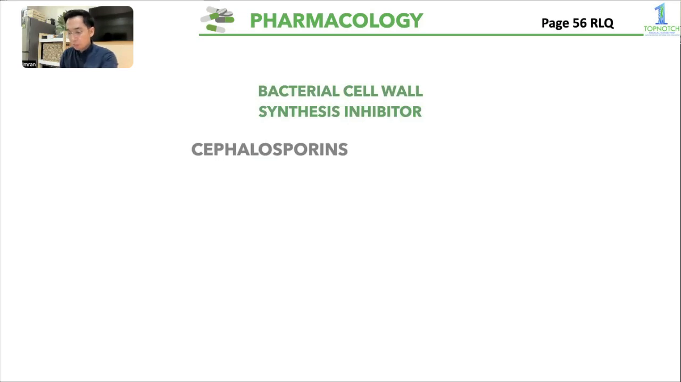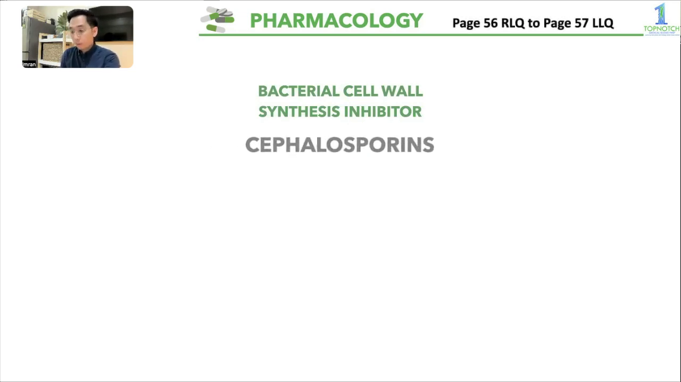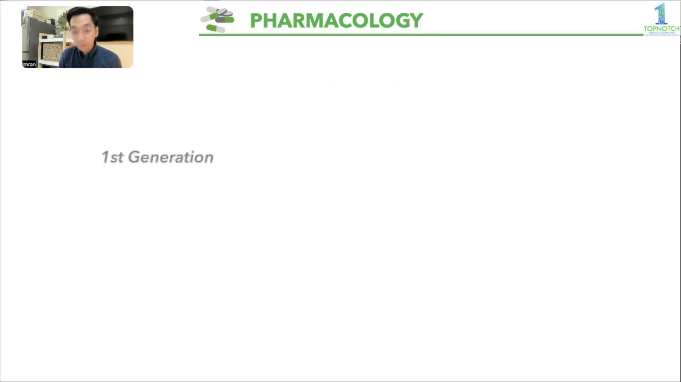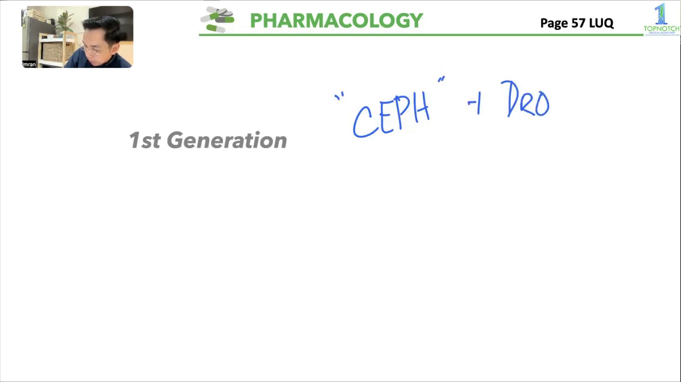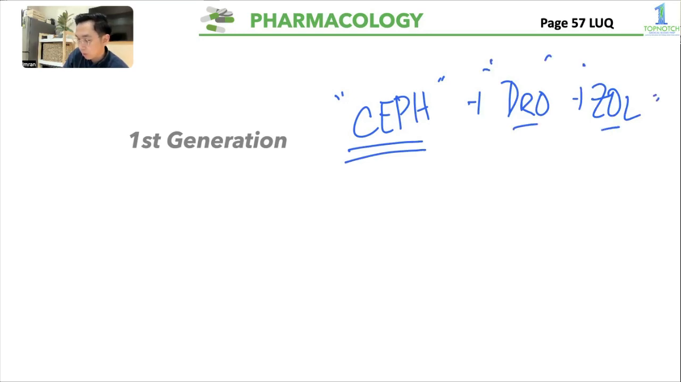Okay. For your cephalosporins, we have actually 5 generations, no? Pero I'll discuss the 4, no? Yung ating first generation, okay? For your first generation, so ang mnemonic ko dyan will be your cefdrozole, no? Okay? Lahat na nagsa-start sa cef, okay? Lahat nagsa-start sa cef plus dro and zol, okay? So anything that start with cef and yung merong sa gitna na dro and zol.